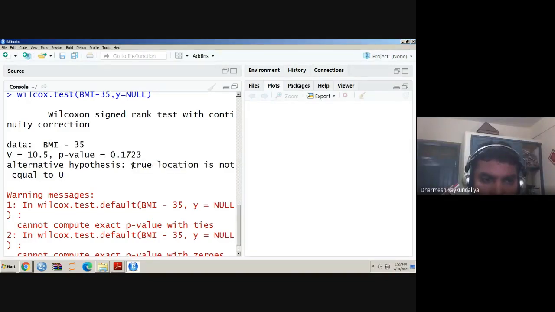Why the 0 when I have asked for 35? In the null hypothesis I had kept median equal to 35, so the alternative should be median not equal to 35. Why did 0 come here? Any answer, anyone?